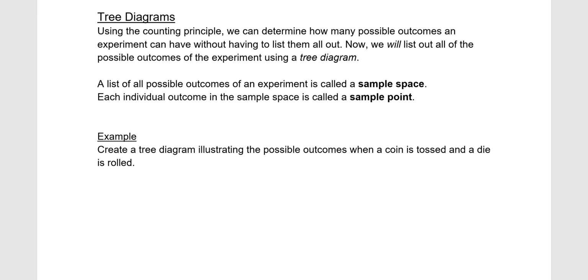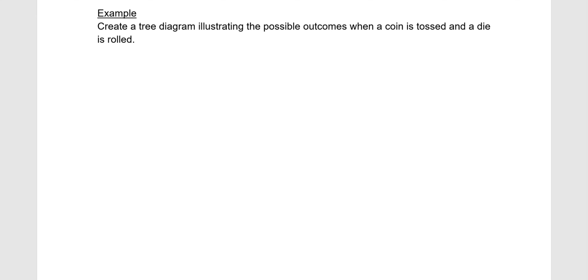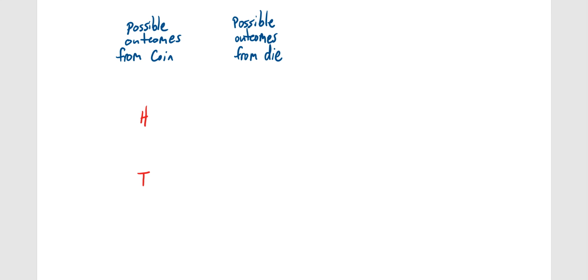So let's do that same example from before. Let's create a tree diagram illustrating the possible outcomes when a coin is tossed and a die is rolled. And let's see how we set this up. So we said we are tossing the coin first. So let's have a column for possible outcomes from a coin. And we know that these possible outcomes are going to be a heads or a tails. And let's list the possible outcomes for rolling a die. And these possible outcomes are going to be 1, 2, 3, 4, 5, and 6.